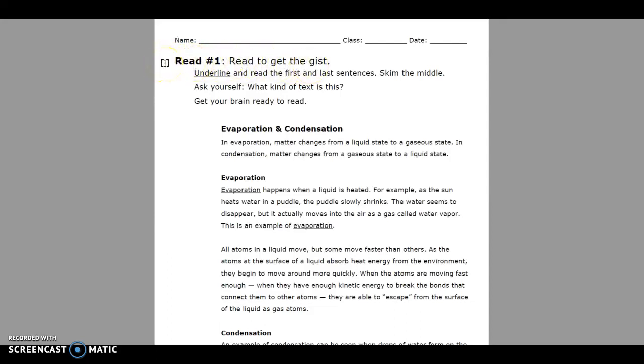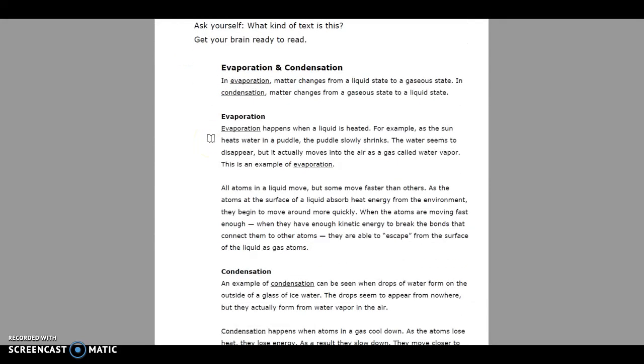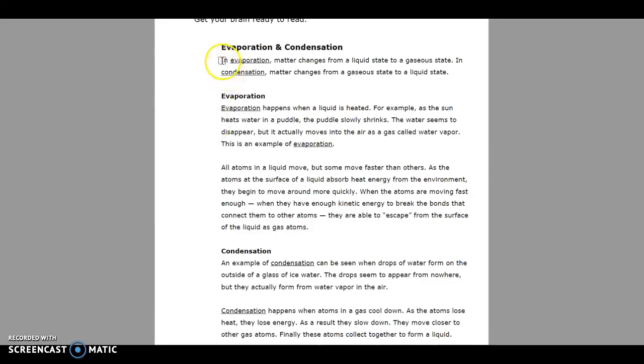Read to get the gist. Underline and read the first and last sentences. Skim the middle. Ask yourself, what kind of text is this? And get your brain ready to read. So let's just quickly read the first and last sentences. I'm going to highlight them. You should underline them on your paper.